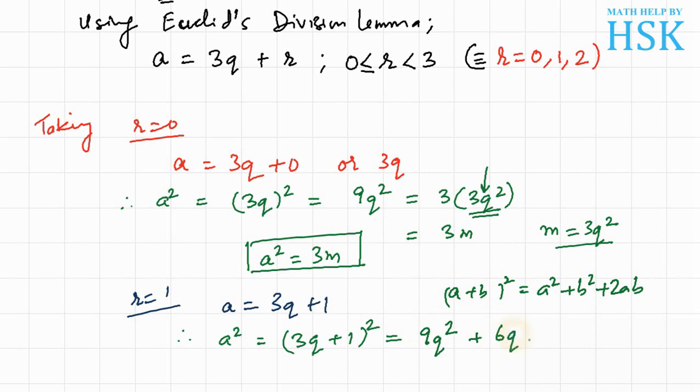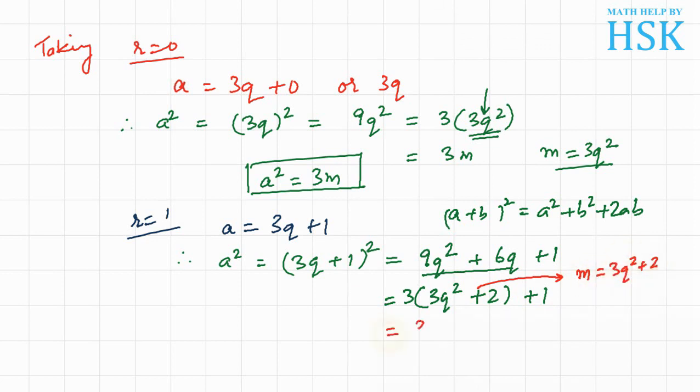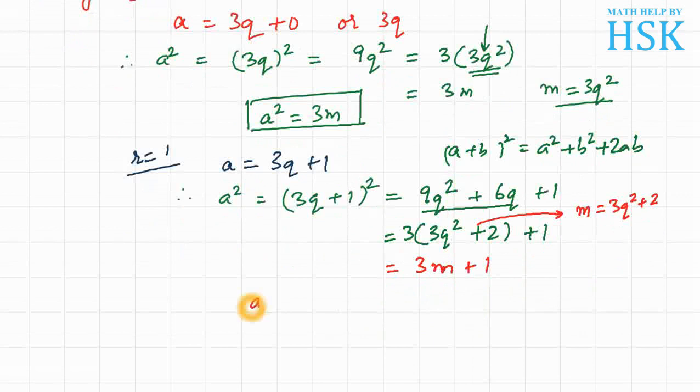plus 6q plus 1. From these two terms we can take 3 as common, so I'm going to get 3 times (3q square plus 2q) plus 1. So I assume that this is equal to m. Let m be equal to 3q square plus 2q, so this will be equal to 3m plus 1. So I get a square is equal to 3m plus 1.